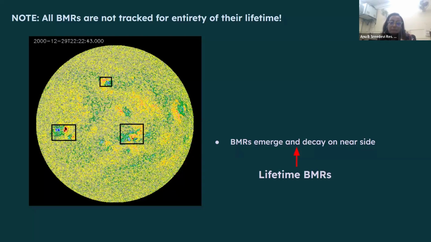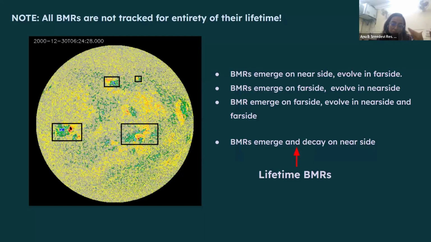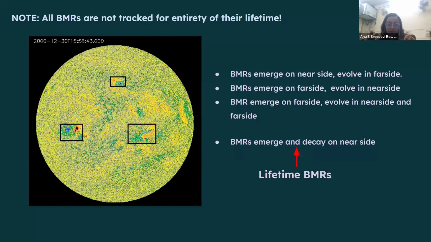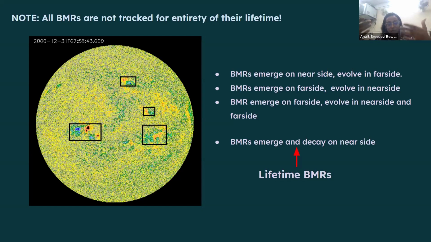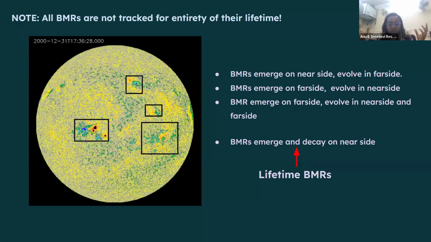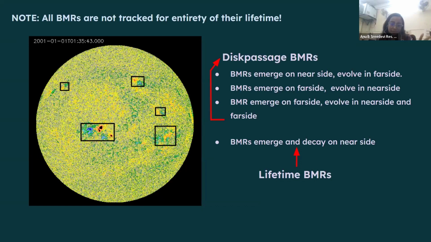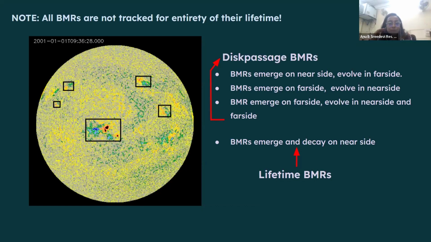It will be needed. But there are also BMRs that come from the far side and evolve on the near side, or emerge on the near side and go to the far side, or emerge and decay on the far side but have an evolution on the near side. So I am calling these passage BMRs. Most of the BMRs that we are tracking, as you can guess, will fall into passage BMRs. But one thing we can be sure of is that mostly the passage BMRs are strong, big BMRs. So these will be less affected by the turbulence and less affected by the surface dynamics.